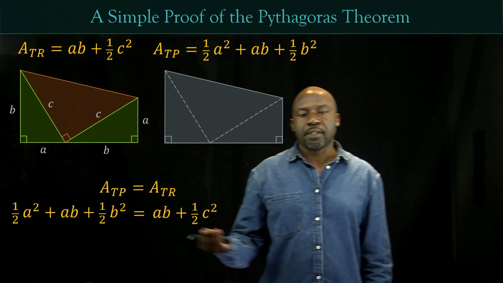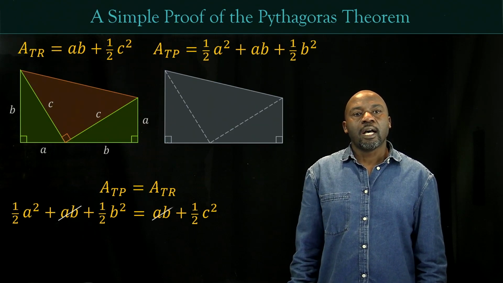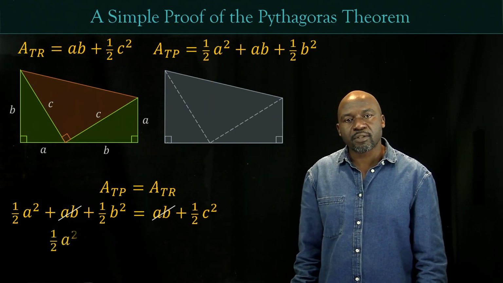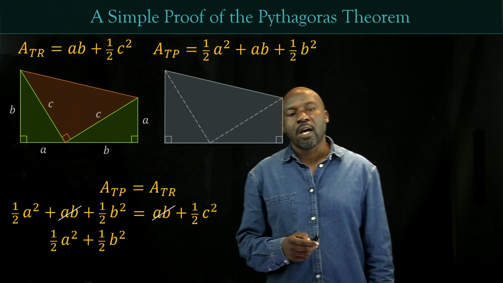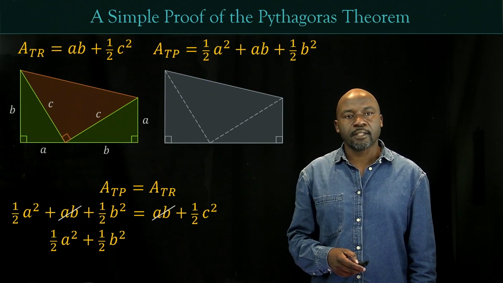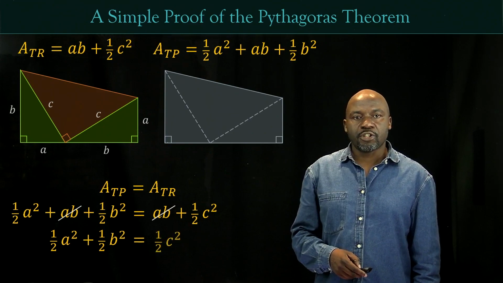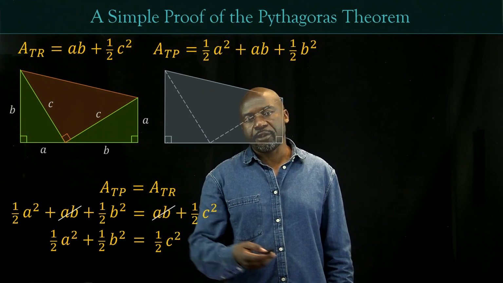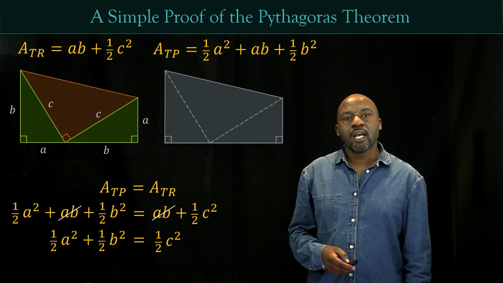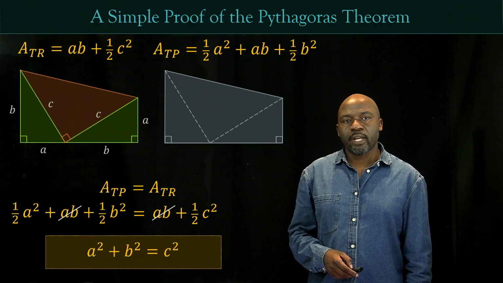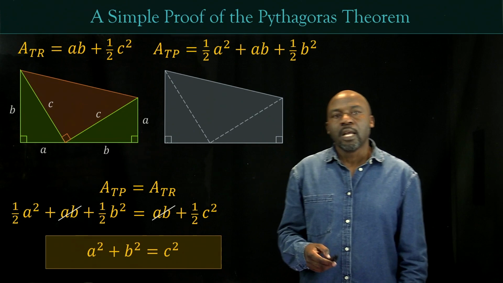As you can see, AB is appearing on both sides, so I can cancel that out. If I do so, I'm left with a half A squared plus half B squared on the left-hand side being equal to a half C squared on the right. Now, if I multiply through by 2, the 2 cancels the half in each of the terms, and I'm left with A squared plus B squared is C squared. So this is a simple proof of the Pythagoras theorem.